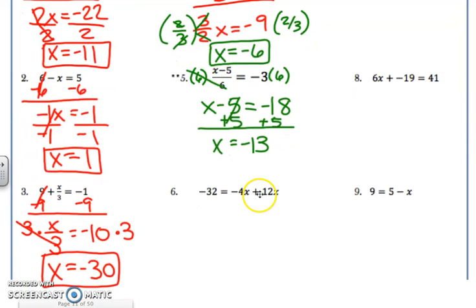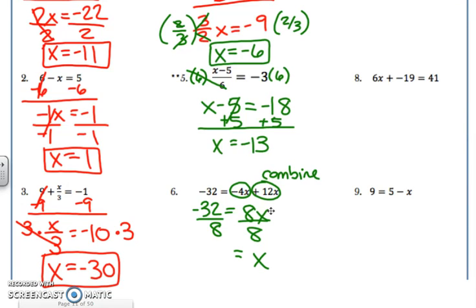On number 6, can't do anything to that negative 32, so let's look on this side. I notice that they both have an x, which means I can combine like terms. So I'm going to circle that negative 4, circle that 12, and combine them. Negative 4 plus 12 is an 8x, positive. Bring everything down. Now I have a one-step problem that I can solve. So I need to divide by an 8 on both sides, and x would equal negative 4.